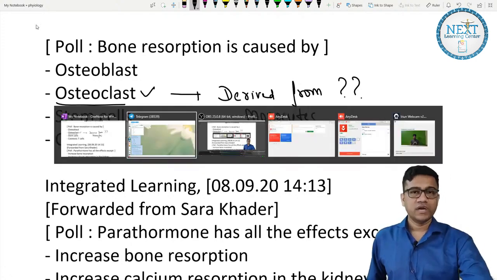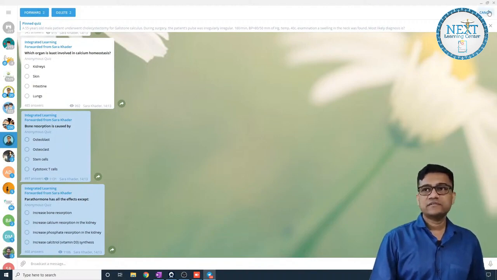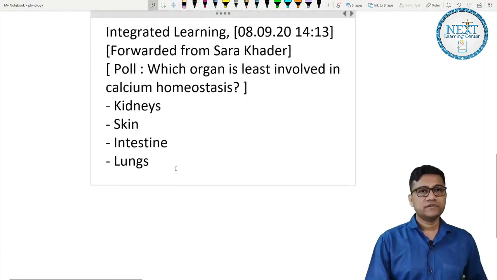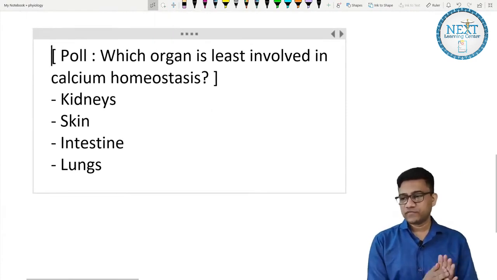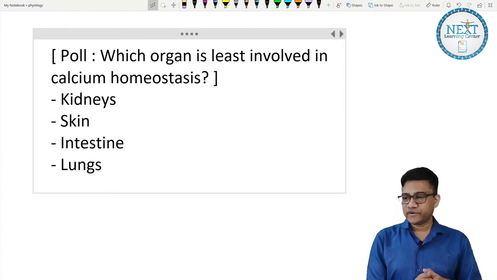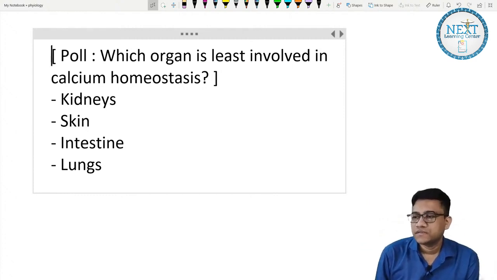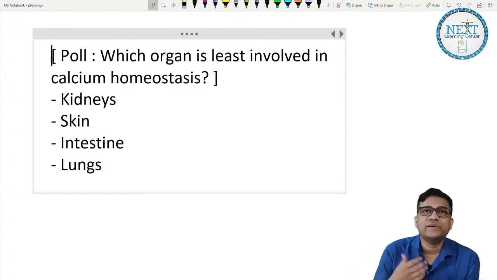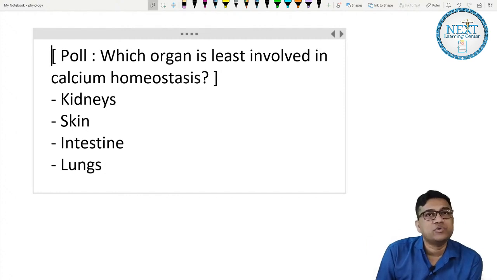Very good. Let's see another question. This was the question: which organ is least involved in calcium homeostasis? Solve it. Yes, monocyte. Samraj, very good. Harindra, very good. Yes, Pratibha. Hemopoietic cells give rise to two lines, myeloid and erythroid. The myeloid line gives the monocytes. Clear?